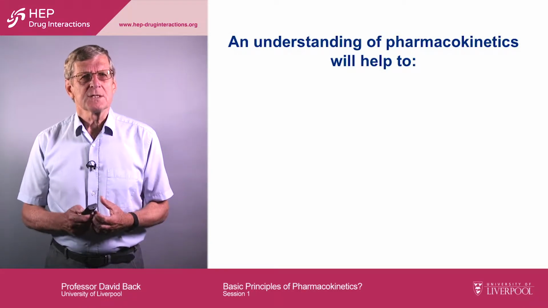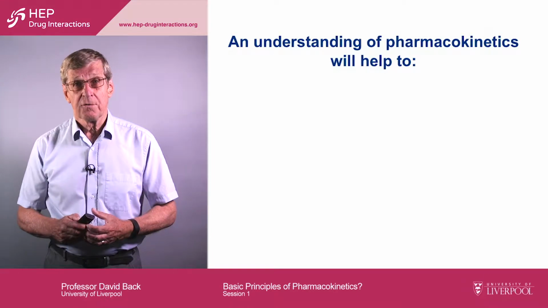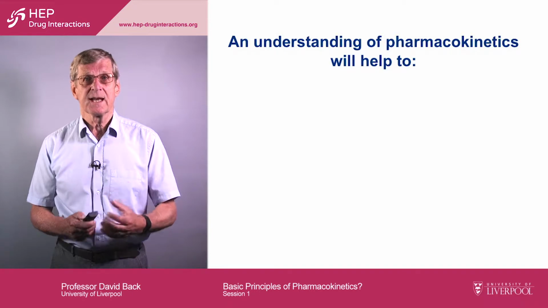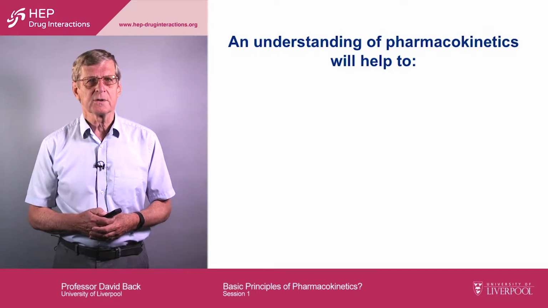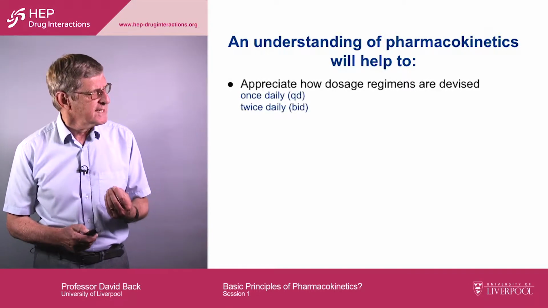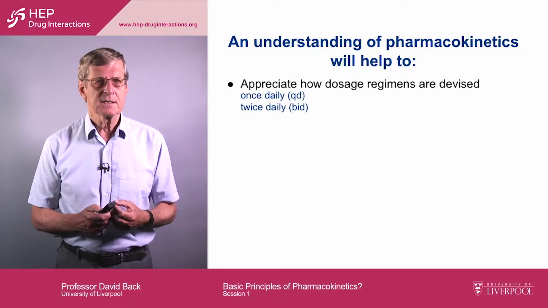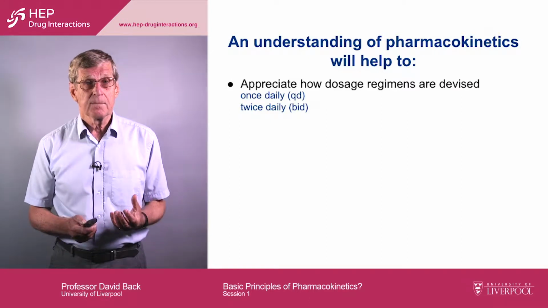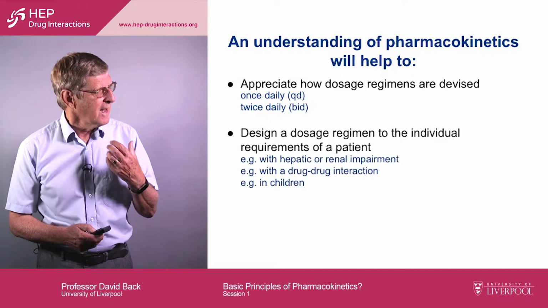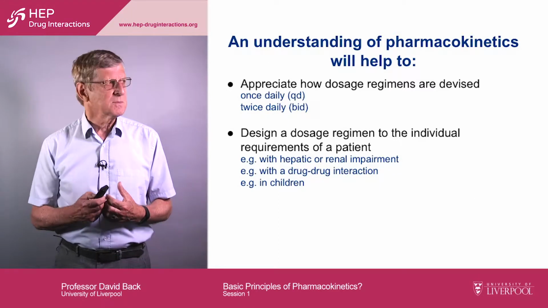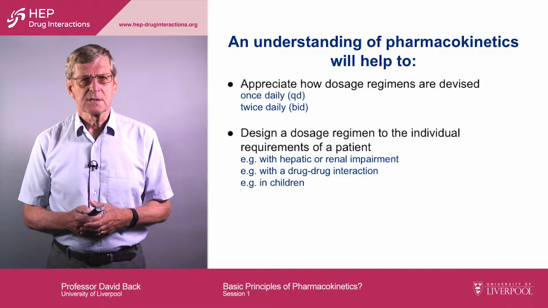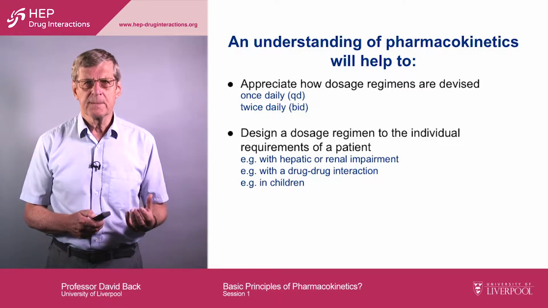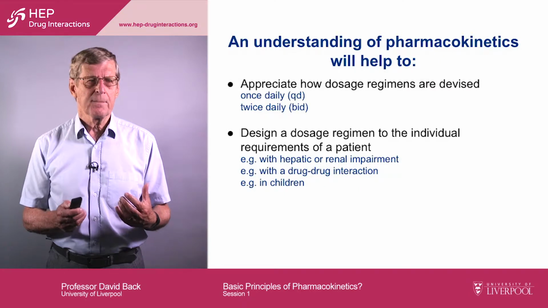There are a number of reasons why, for a hepatologist or for someone who is in research or in education, actually understanding pharmacokinetics is really important. Number one is to appreciate how dosing regimens are devised. Why do we give a drug once daily? Or why do we give it twice daily? Another reason is how do we design dosing regimens for individual patients? So for example, you've got a patient who's got hepatic impairment or renal impairment. How do you devise the dose for that patient?